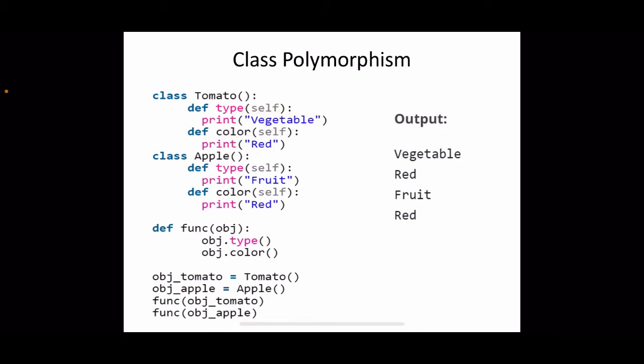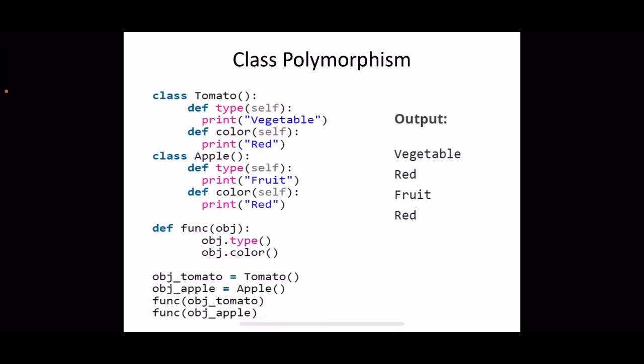Coming to the definition of the apple class, there also we have two different methods with the same name. You can see that type is there and color is also there, with the same number of arguments, only self as the argument. In case of apple, type will simply print fruit and color again simply prints red. So two different methods in two different classes with the same name. Now let us see how they are actually invoked.